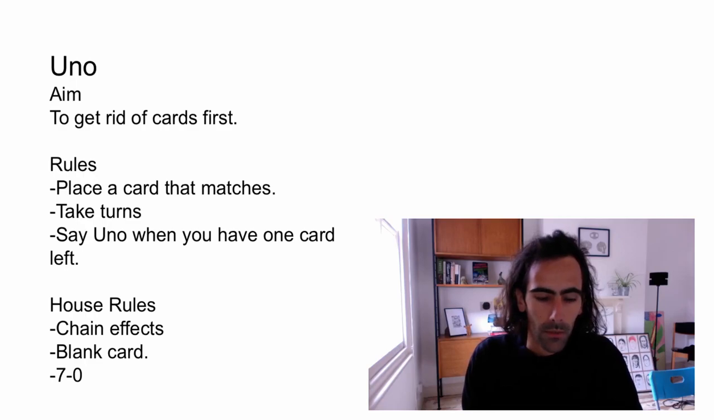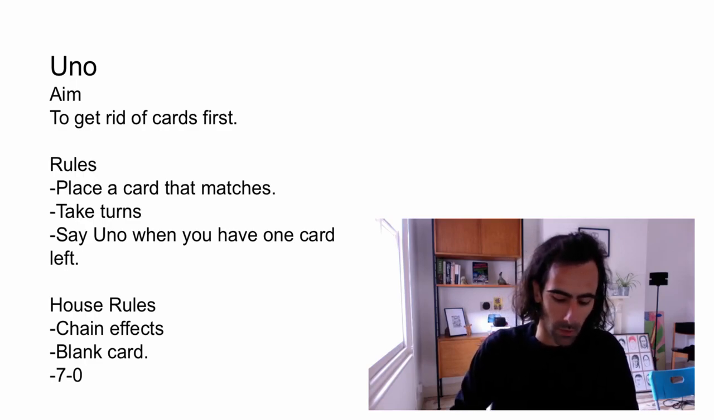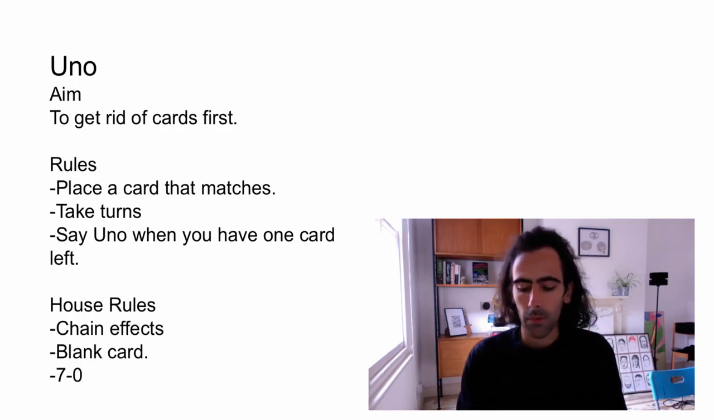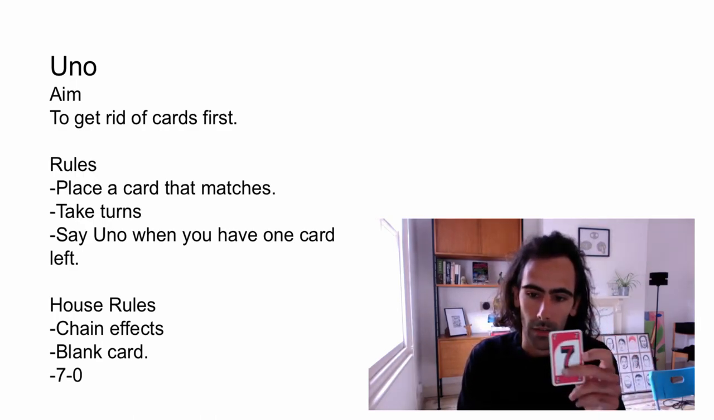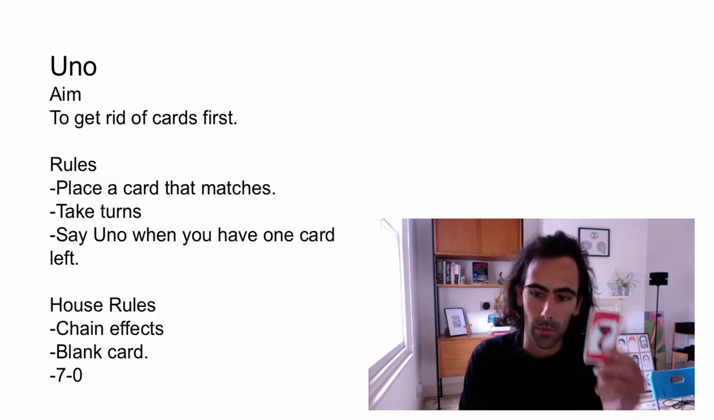Another rule that they have is this seven and zero rule. This means that if you play a seven, you can swap your entire hand with someone else. So you can tell another player that you want to swap the cards in your hand with what they've got.